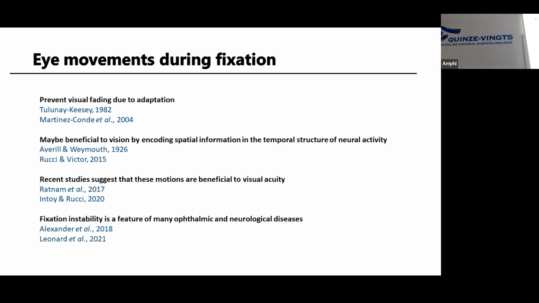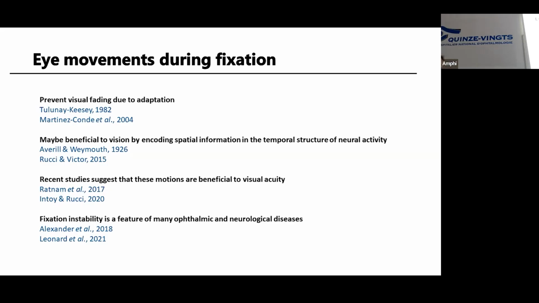But we also know that fixation instability is a feature of many ophthalmic and neurological diseases. So, for example, in central vision loss, fixation becomes highly unstable. But also in neurological diseases such as Parkinson's, we know that eye movements can be disrupted. And also in disorders such as concussion as well, eye movements can be disrupted. So it's kind of along this general theme that we've seen of using the eye as a window to the health of the central nervous system. This is another metric that we can use to kind of get at that sort of information.